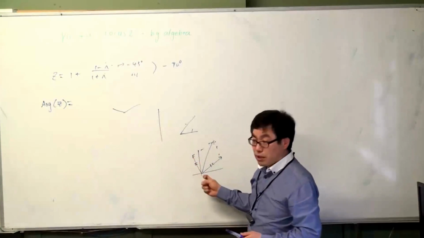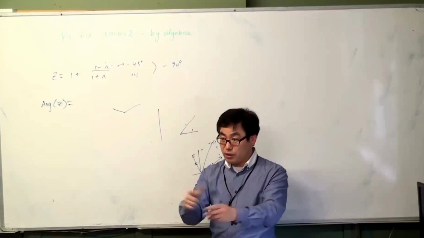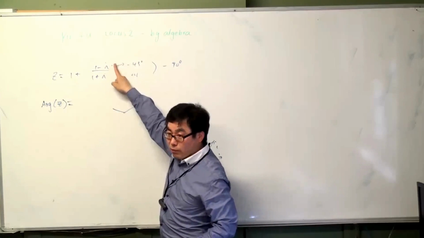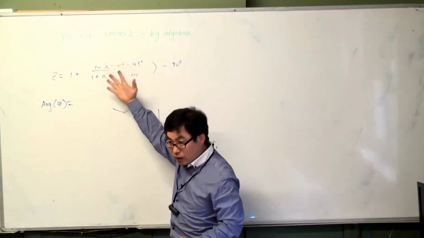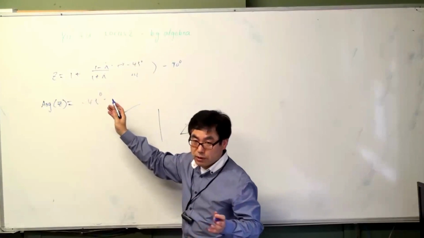But does everyone get that idea? If two complex numbers are the same size, then the arguments are averaged. So in this case, the size is 1. What's the angle? Minus 45. Minus 45, so it's minus 90. So the average is minus 45. Okay?